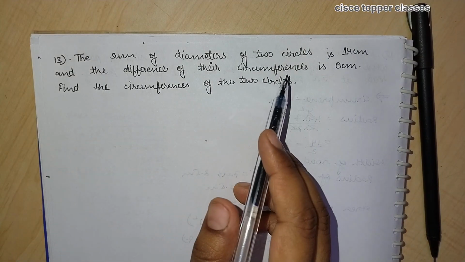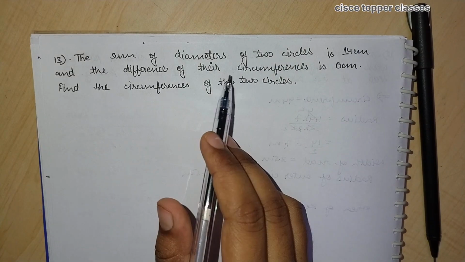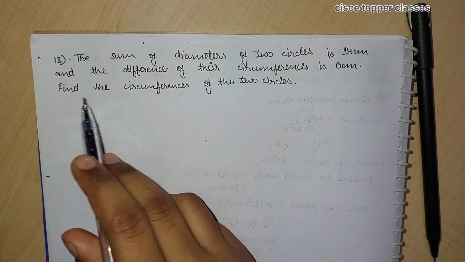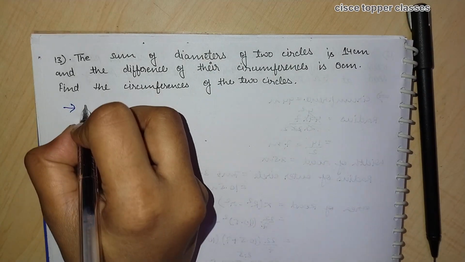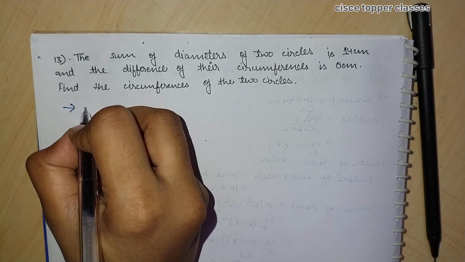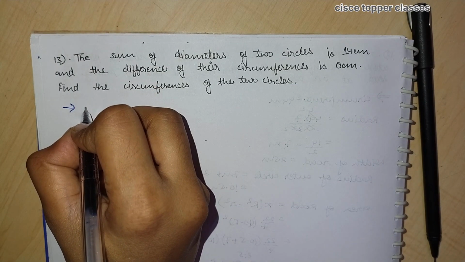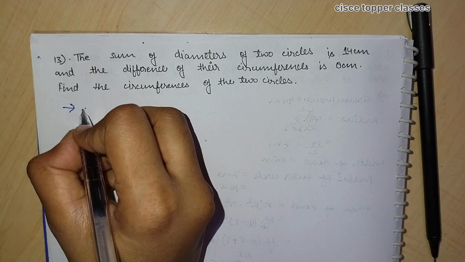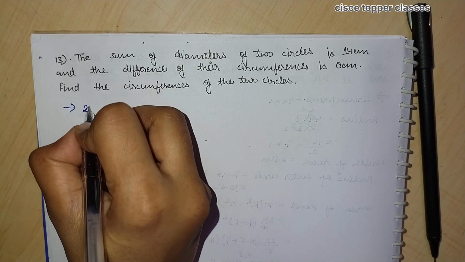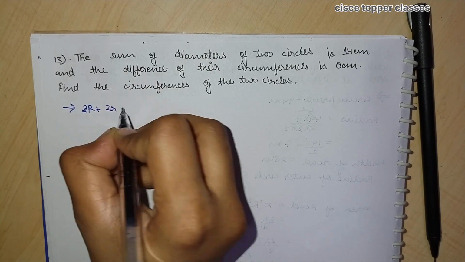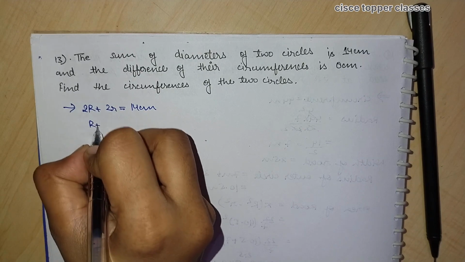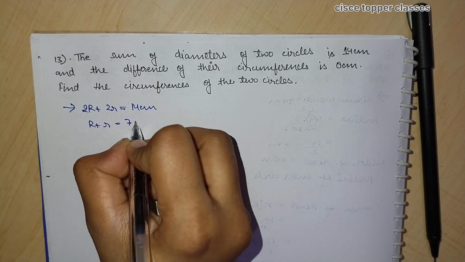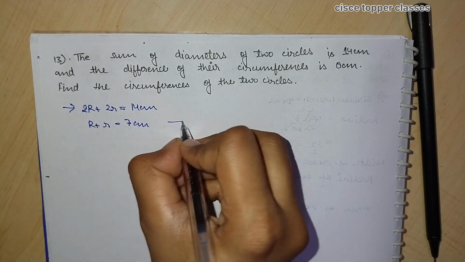The sum of diameters of two circles is 14 centimeter and the difference of the circumferences is 8 centimeter. Find the circumference of the two circles. Here we can write, it is given that the sum of diameters, means let the outer circle radius be capital R and small circle radius be small r. So it will be 2R plus 2r is equal to 14 centimeter. So here R plus r is equal to 7 centimeter. So this is the first equation here.